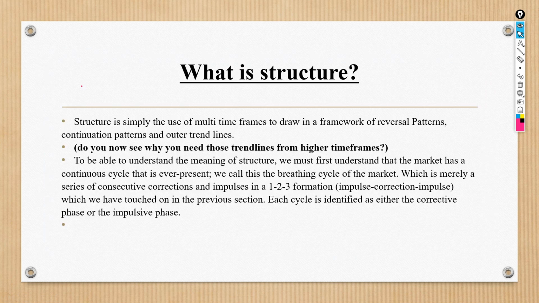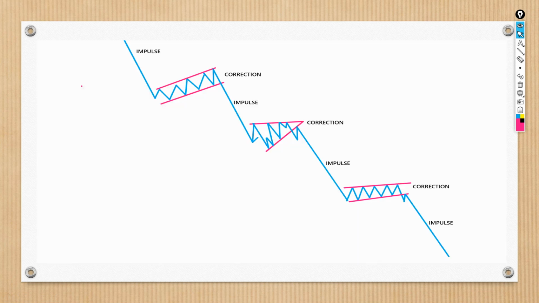So what is structure? Structure is simply the use of multi-time frames to draw a framework of reversal patterns. You can check from high time frames to low time frames, and you are able to draw certain patterns and all that, right? You see impulse, correction, impulse, correction, impulse, correction, just like that. And you can do this on any time frame, and you're able to trade.